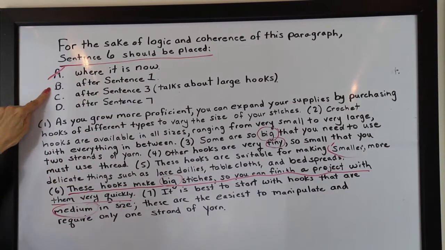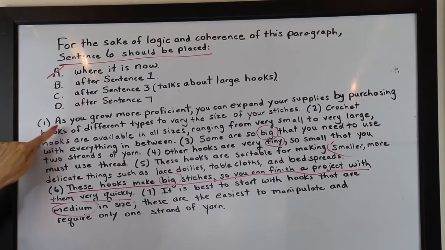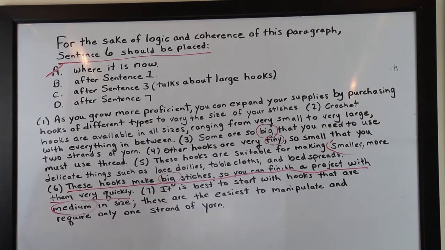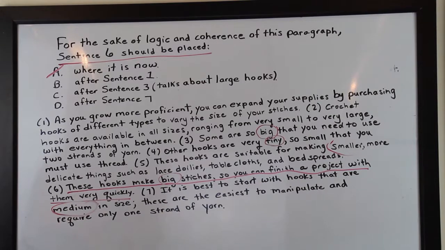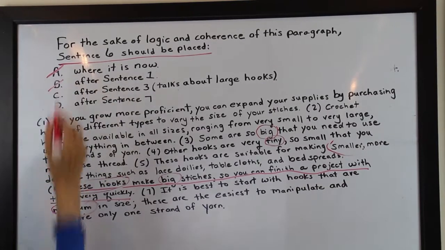Choice B, after sentence 1. As you grow more proficient, you can expand your supplies by purchasing hooks of different types to vary the size of your stitches. These hooks. All right, what hooks? That doesn't work. I don't know what they're talking about. There's nothing before that to explain that. So we can get rid of B.